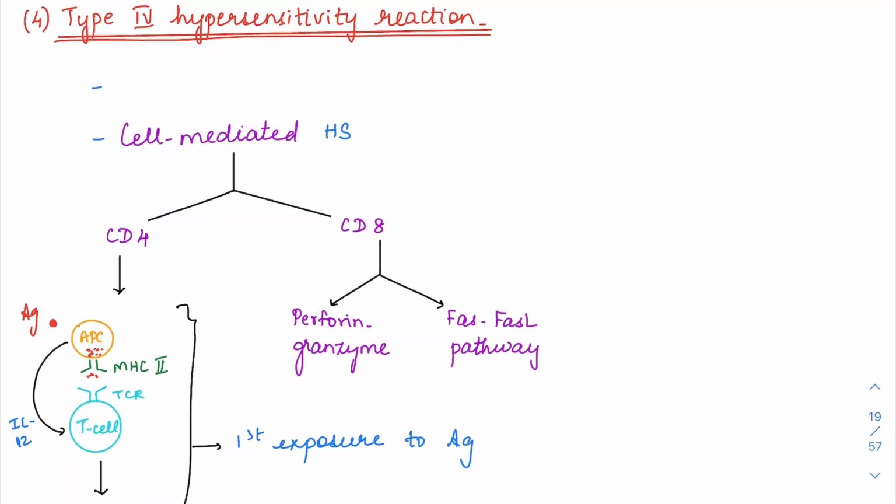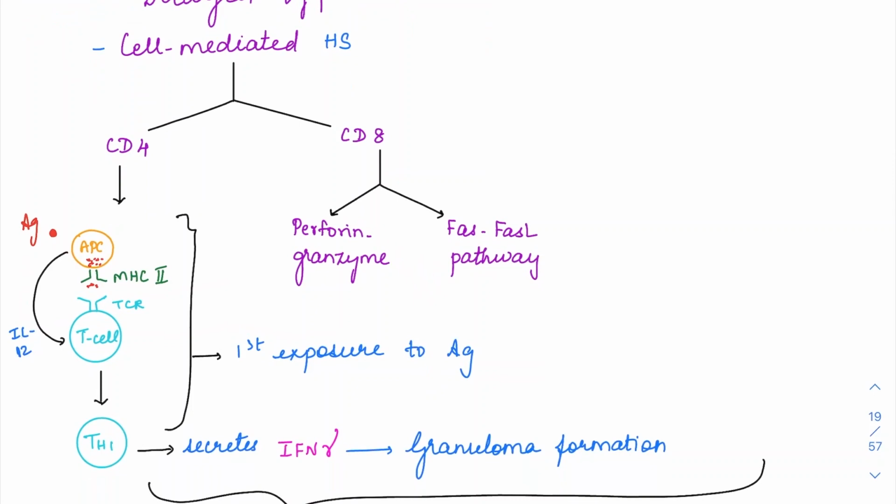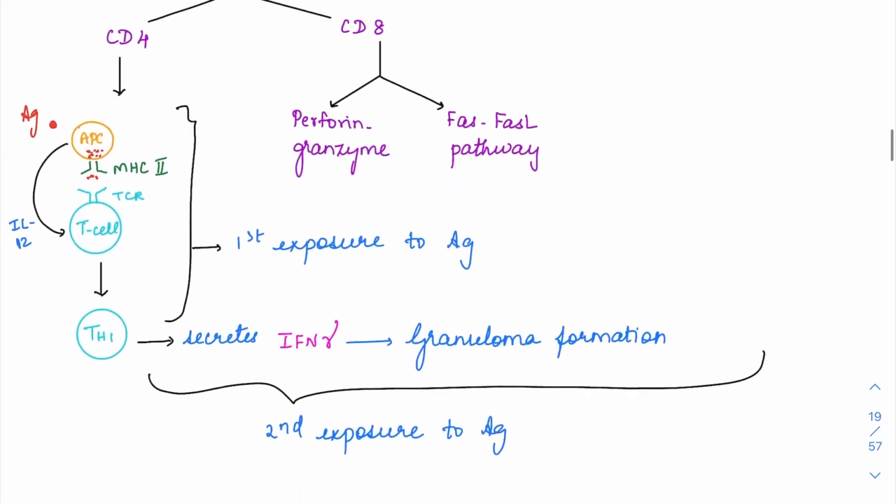So let's move on to type 4 hypersensitivity reaction. Type 4 hypersensitivity reaction is also called delayed type hypersensitivity reaction. So it takes some time for this type of hypersensitivity, and it is going to be a cell-mediated hypersensitivity. So some cell is going to be mediating this hypersensitivity. What type of cells? It is going to be T cells. Both CD4 helper cells and CD8 positive cytotoxic T lymphocytes. Both these cells are going to be responsible for this type 4 hypersensitivity.